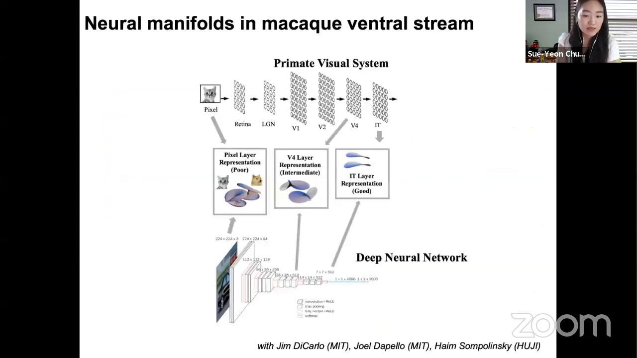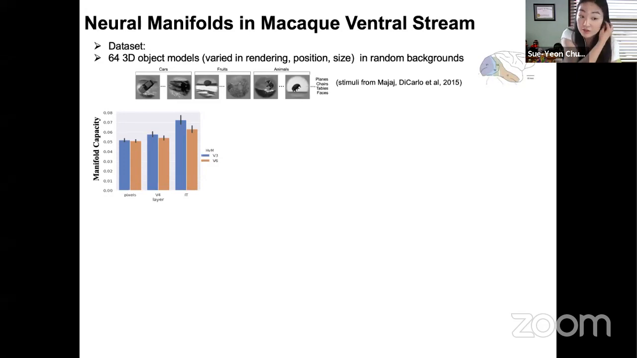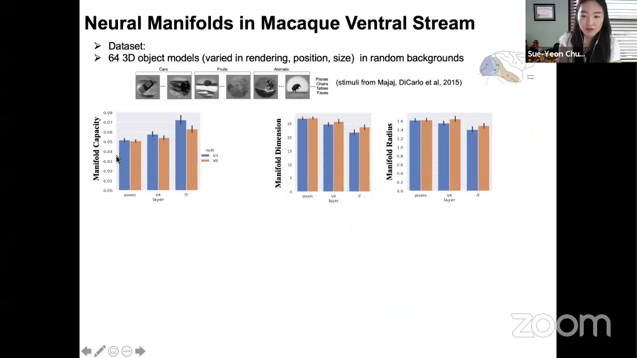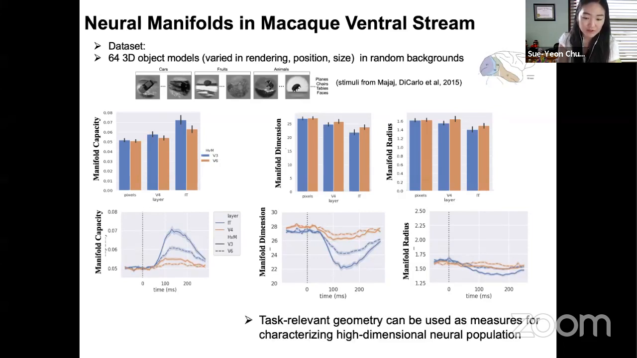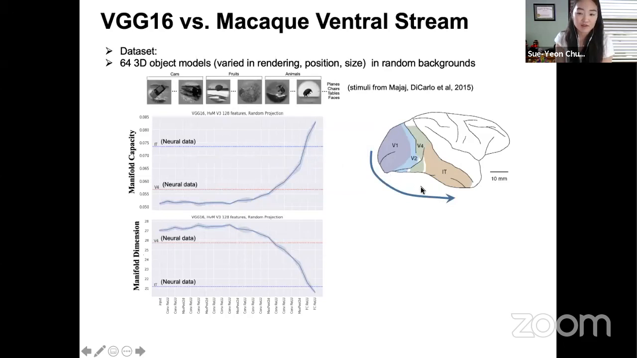This metric is not just for a deep net, so you can also use it to analyze neural representations. So here we're using the neural activities from V4 and IT regions of the macaque monkey, and you can see that the manifold capacities are also improving across the ventral stream hierarchy. And you also see that there's a reduction in the dimension and radius of these object manifolds. We can also analyze how this untangling happens over the course of time. So you can use this task-relevant geometrical tool as a measure for characterizing high-dimensional neural populations, and use it to compare the representations between the monkey neural data and the deep network. Well, this is ongoing work.